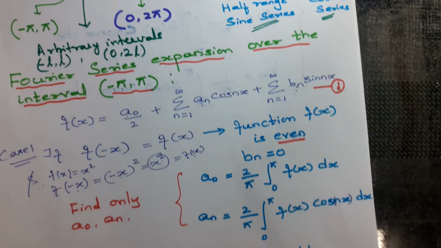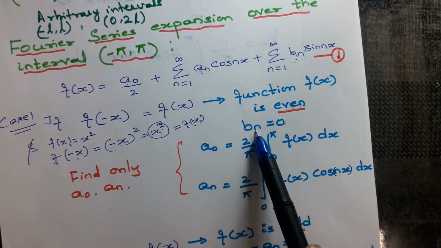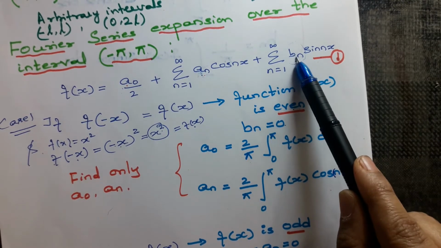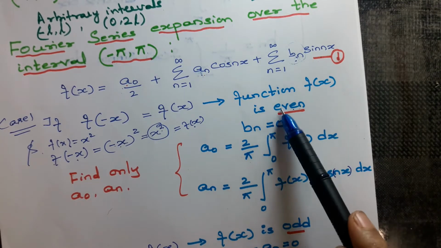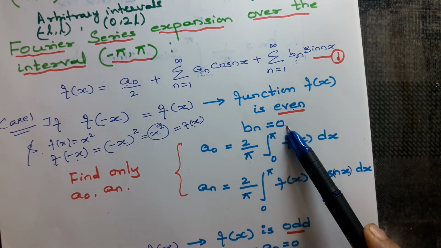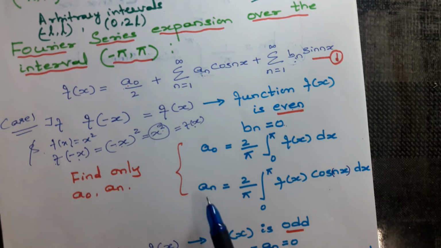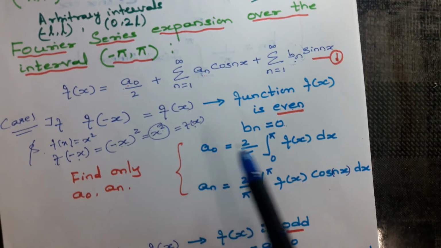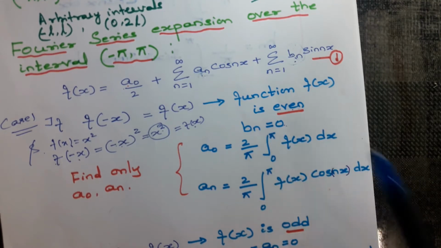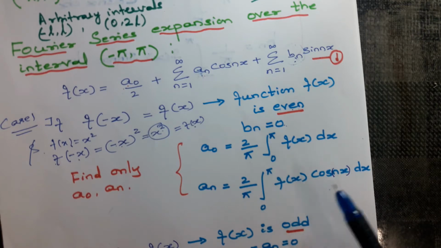If the function is even, then the bn term in the Fourier series expansion will be 0. You don't have to find bn, because if it is even, the odd term bn will be directly considered as 0. So find only the a0 and an values. What is a0? The formula is 2 by pi integral 0 to pi f of x dx. An is 2 by pi integral 0 to pi f of x cos nx dx. Okay, find only a0 and an.